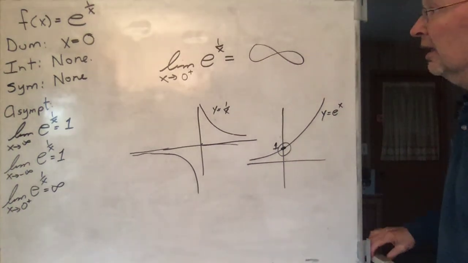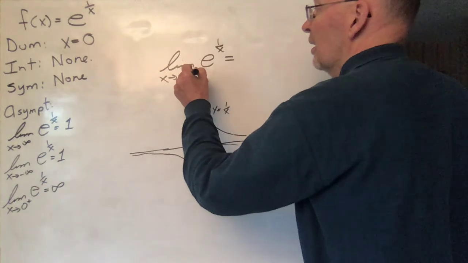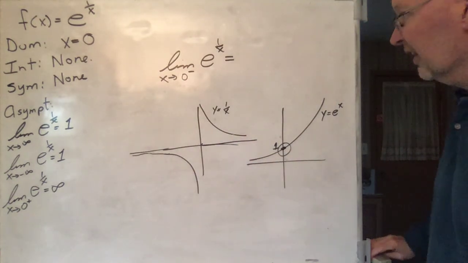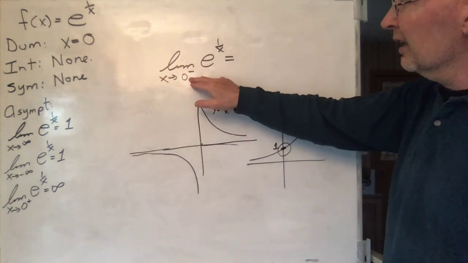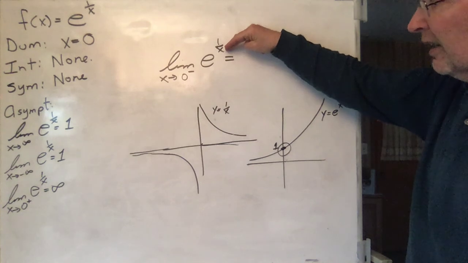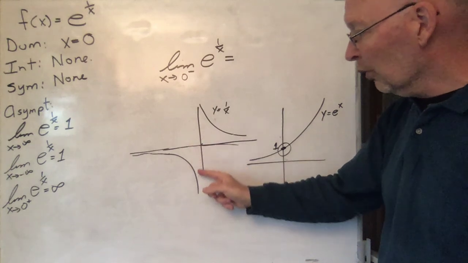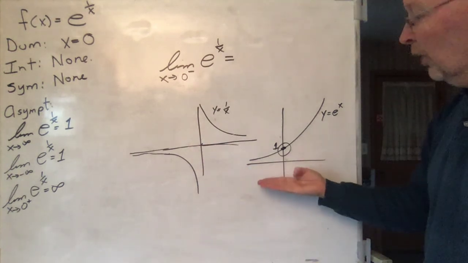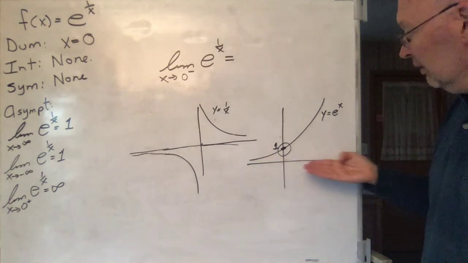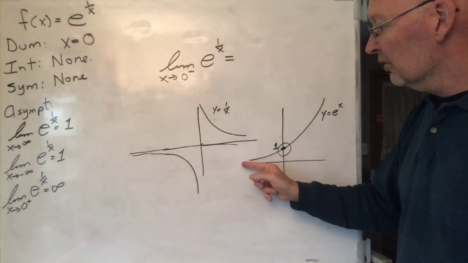And then finally, what happens as x approaches 0 from the left? Let's think of it carefully again. As x gets to be a very, very small negative number, 1 over a small negative number is a really, really big negative number. See that? The graph is telling you that. As you put in a small negative number, 1 over x is a big negative number. What does e do when it sees big negative numbers? Well, here's the domain. You put in big negative numbers, e goes off to 0.